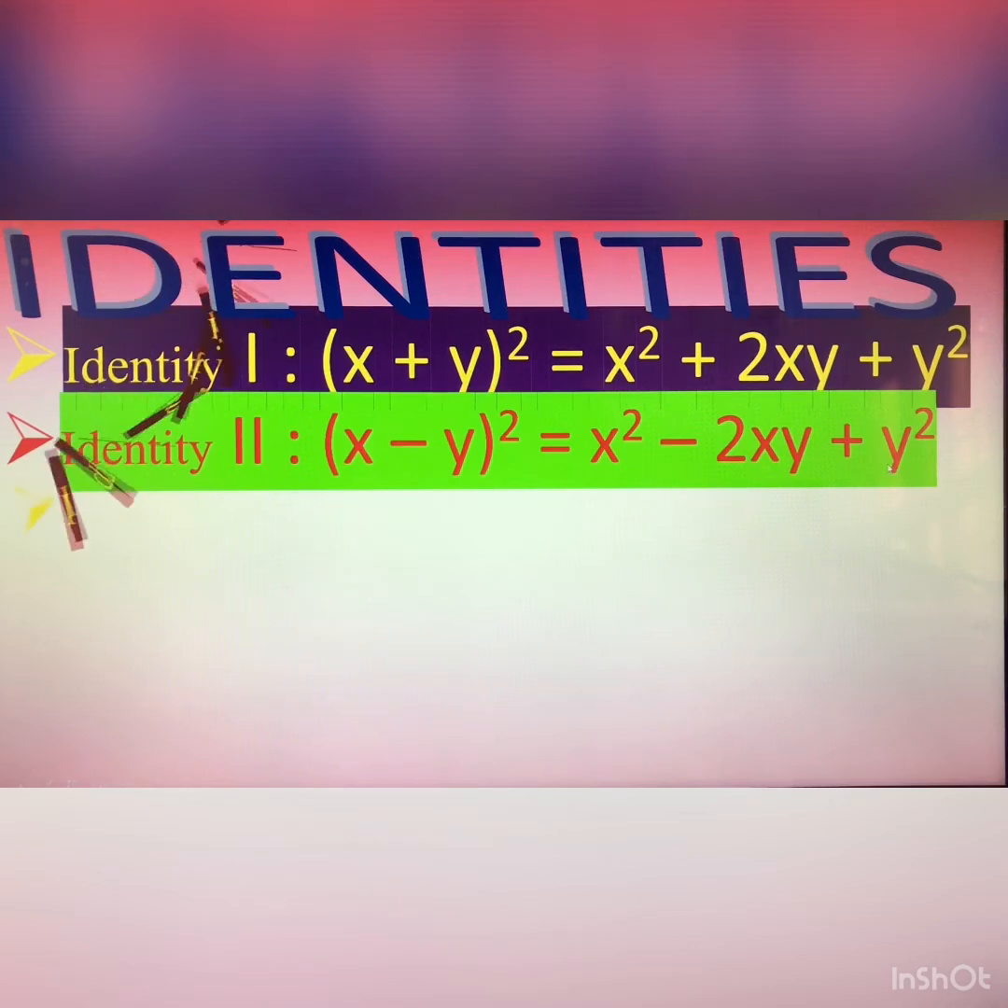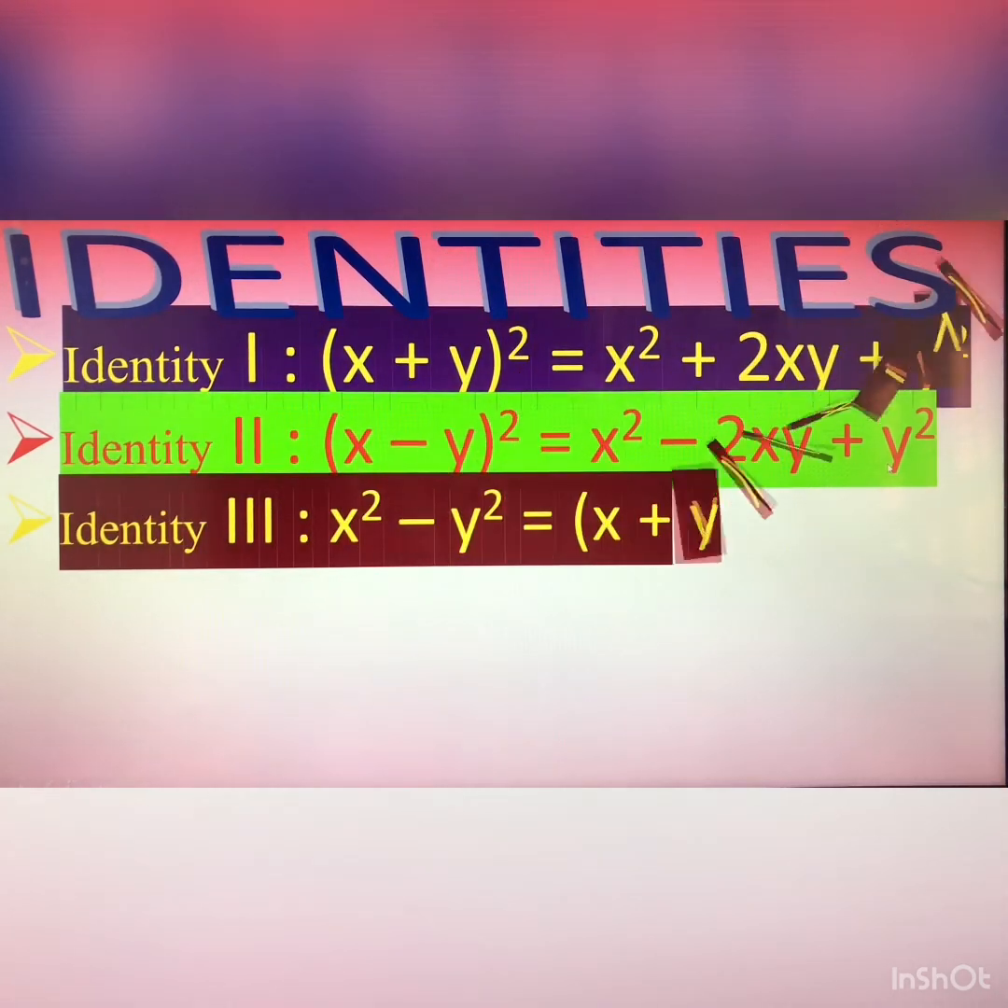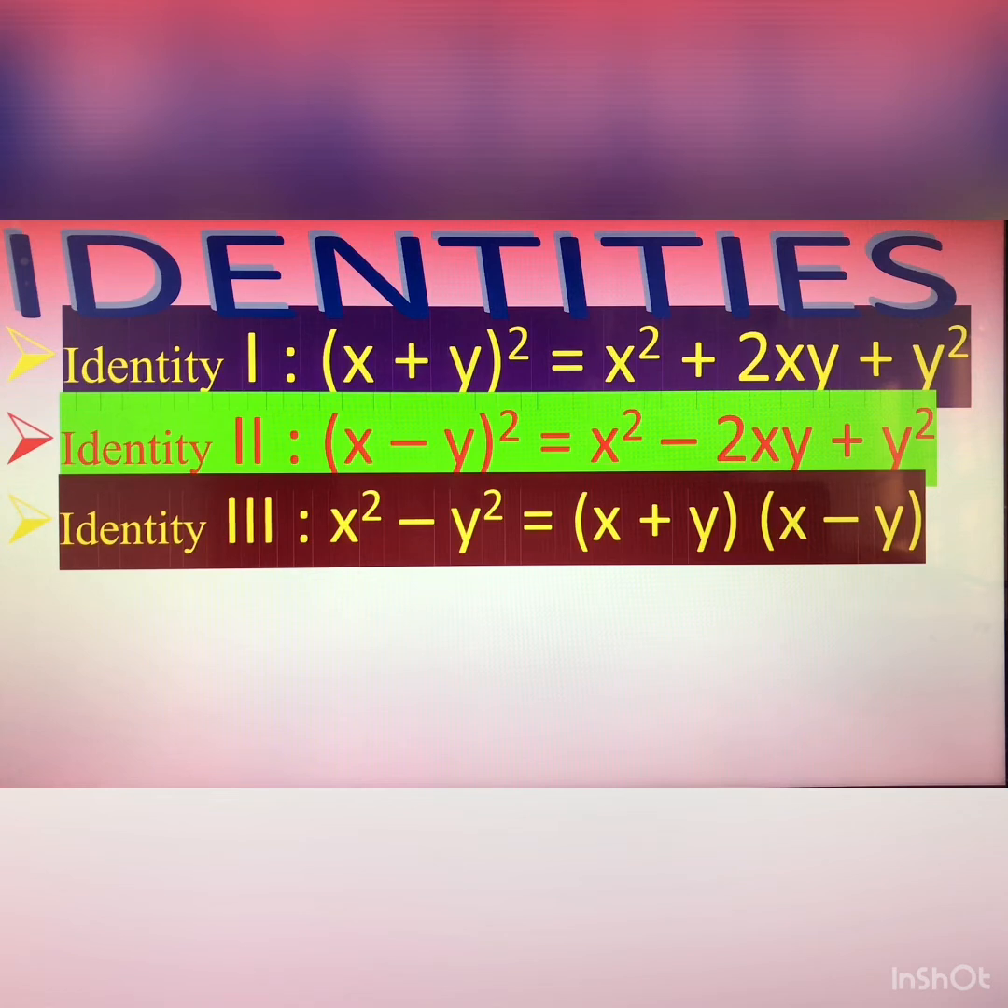And identity number third, that is x square minus y square, that is x plus y and x minus y. In the first bracket you will add these variables or constant, and in the second bracket you subtract these two variables with the constant, with the coefficient. In the first bracket add both, and the second bracket subtract both.